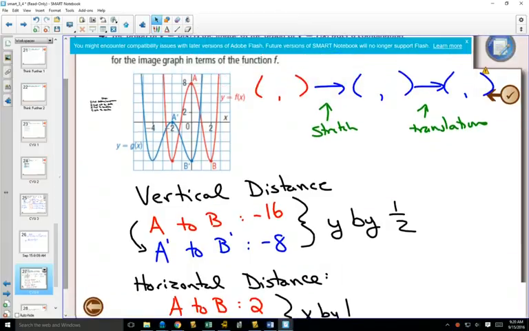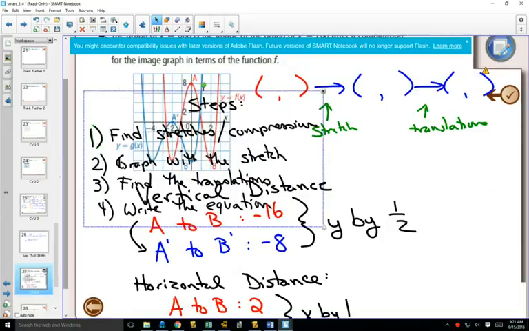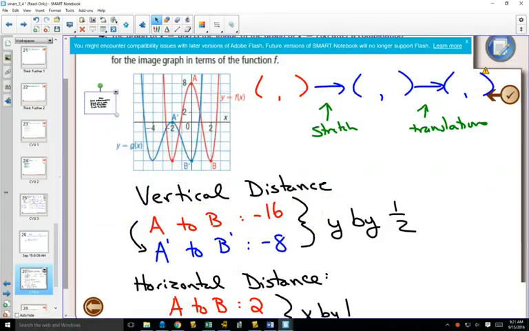Now, when we go back to our steps up here, we've done step 1, as you can read. Step 2 was, we now graph that, here. Step 2, graph with the stretch. So we need to multiply our y values by a half. We need to not do anything to our x values. I'm going to show what happens to point A and what happens to point B with just that. The only thing that's going to affect it is our y values. When I multiply by half, do you see that A would go to 4 and B would go to negative 4?